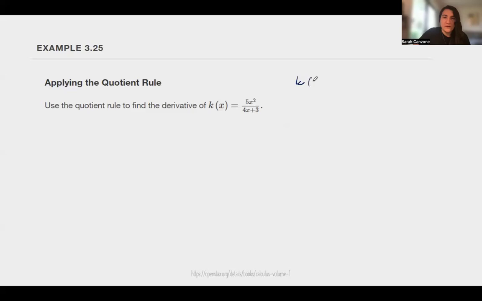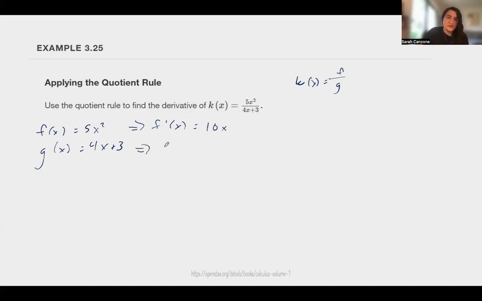So k of x equals f over g. I'm going to define f of x as 5x squared. I'm going to define g of x as 4x plus 3. So in that case, f prime of x equals, and then I'm going to take the derivative. So the derivative of 5x squared, take the 2, multiply by the 5, you get 10x. 2 minus 1 is just 1, so I'm not going to write that. So the derivative of 5x squared is 10x. All right, now let's take the derivative of g. g prime of x equals the derivative of 4x, since it's just to the 1, is just 4. The derivative of 3, well, that's a constant that goes to 0. So the derivative of 4x plus 3 is just 4.